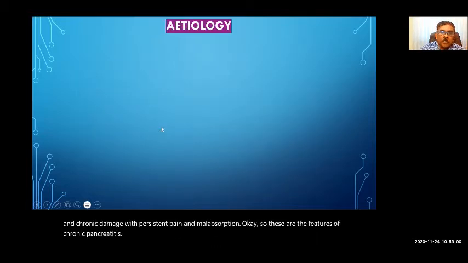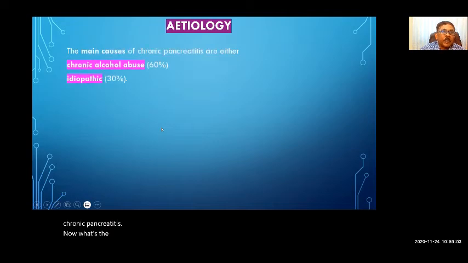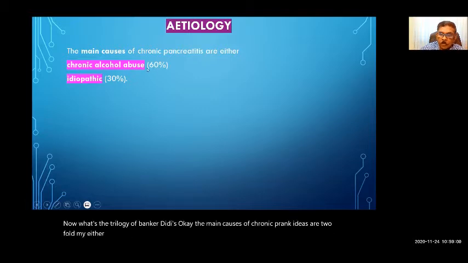Now, what's the etiology of pancreatitis? The main causes of chronic pancreatitis are twofold. It's either chronic alcohol abuse, which accounts for 60% of patients, and idiopathic in 30% of cases.